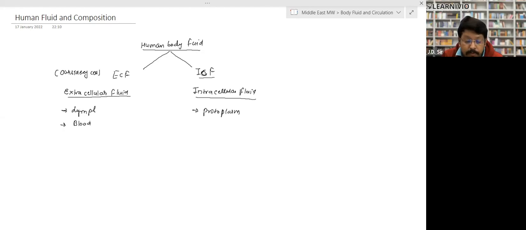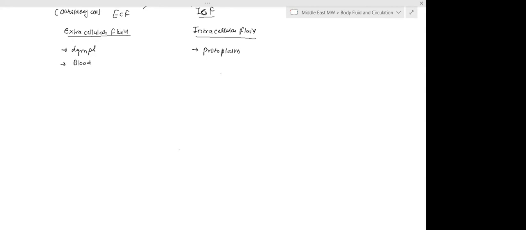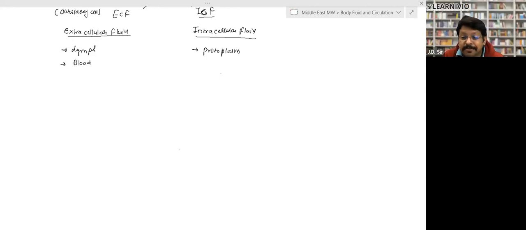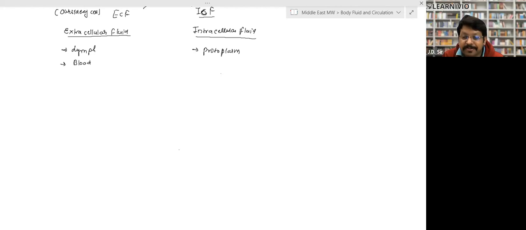Before going deep into the topic, please note down some factual things in the form of pointers. The first point: the question has already been asked. What percentage of water is found in our body? Tell me. 60%, absolutely right. 60% of body mass, weight, or volume? Weight. Right? So please note it down.